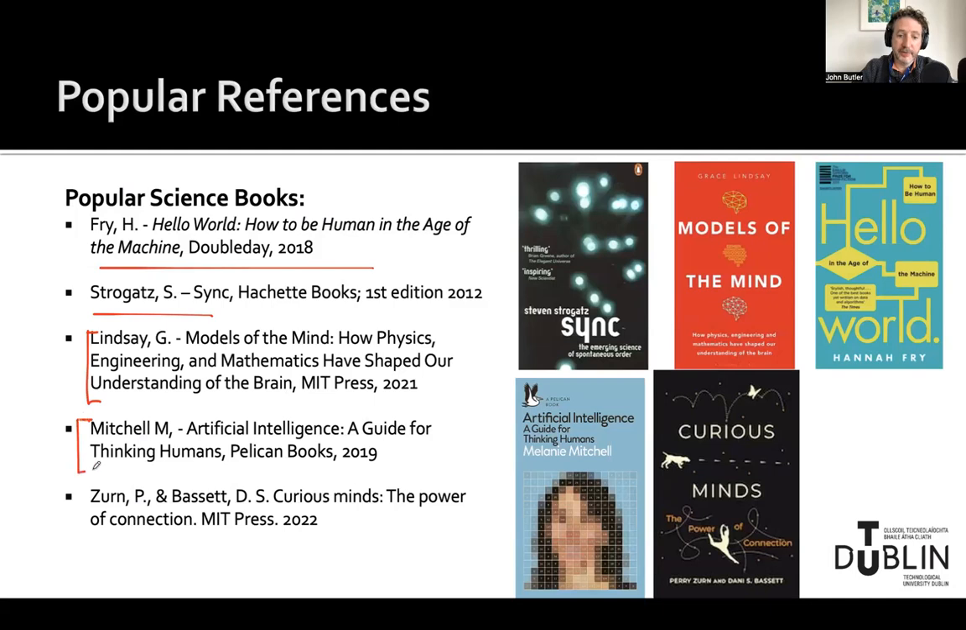Melanie Mitchell's book, Artificial Intelligence: A Guide for Thinking Humans, is a wonderfully readable book about the history and the future of machine learning, or AI. These terms are quite interchangeable. I'm sure people in the field really care, but I would consider it less so. Then lastly, Perry Zurn and Dani Bassett's book, Curious Minds: The Power of Connection. That's just an interesting book about how things are connected and how to think about things. It's a fun read. It's quite erudite, I'd say.